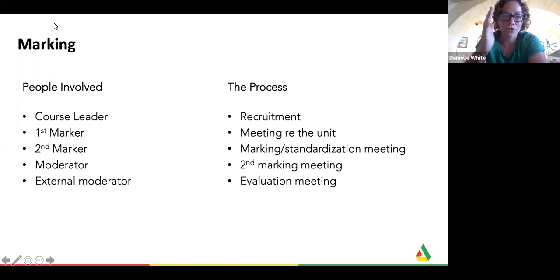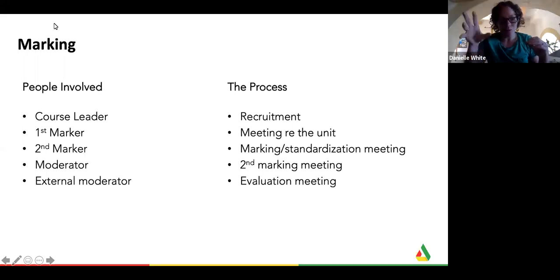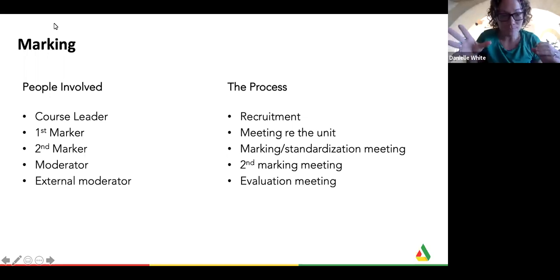So if we look at the matrix, if we imagine the matrix as a grid with, on the left hand side, all of the different marks going up to a first, and at the bottom we're going to have a fail, then running across them we've got the graduate learning outcomes, and they might also be mapped onto the learning outcomes. Sometimes the learning outcomes are mapped directly onto that grid.